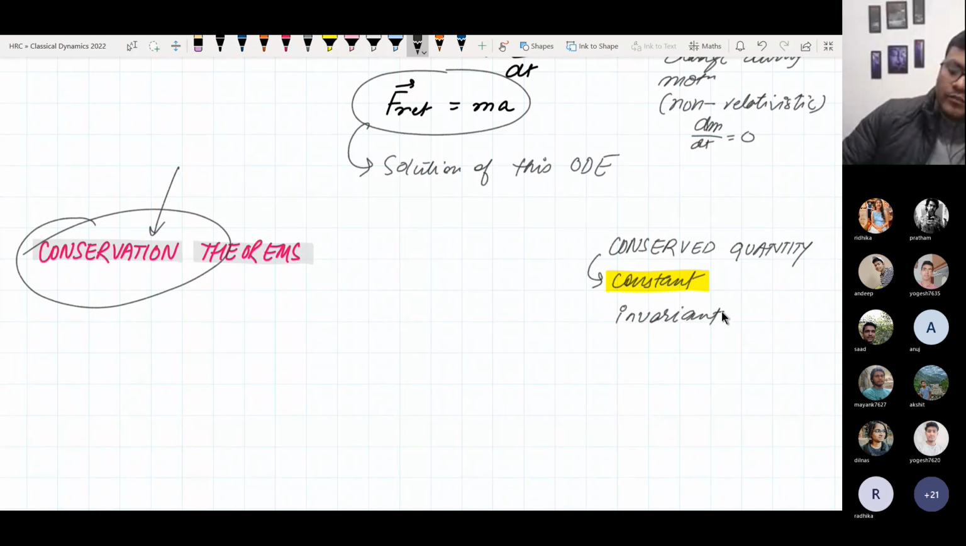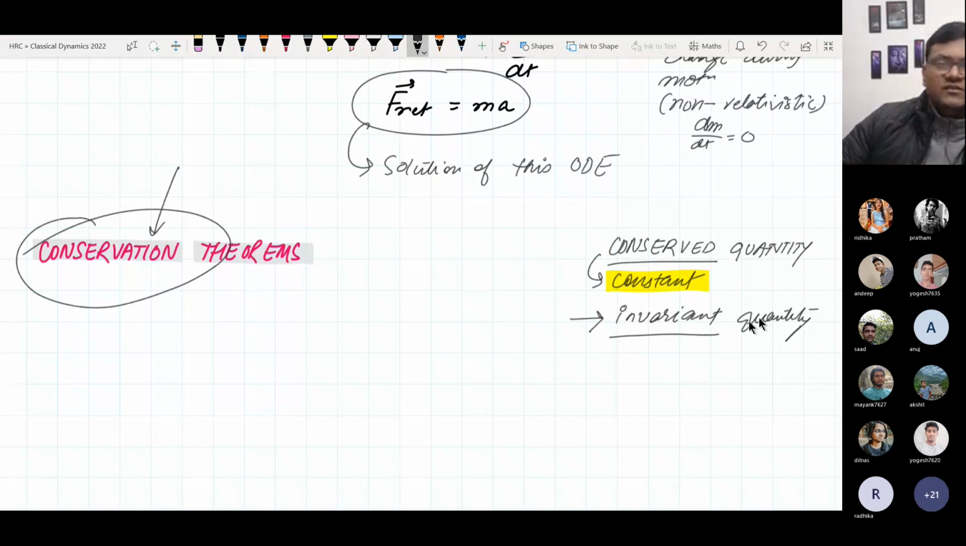Anyone? Which does not change with respect to change in coordinate system. Very good. Invariant quantity is something that does not change with respect to a change in the frame of reference or coordinate systems. So is the conserved quantity meaning and invariant meaning same, or is it different? How is it different?